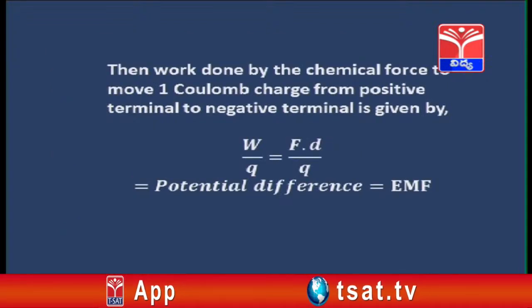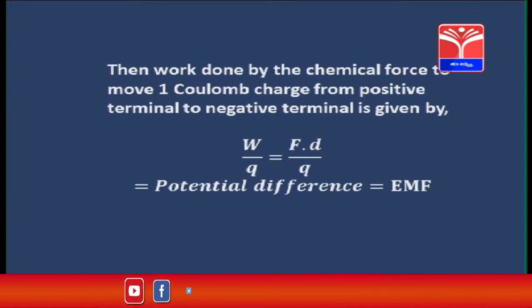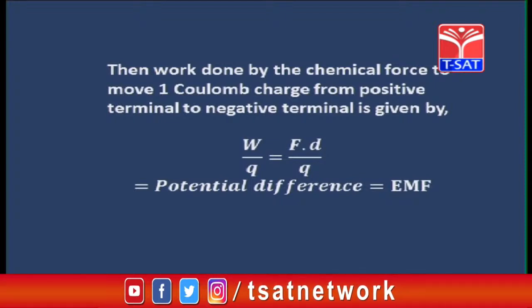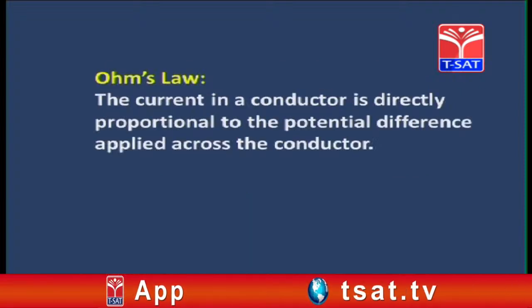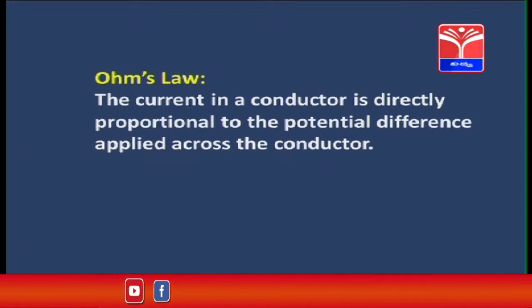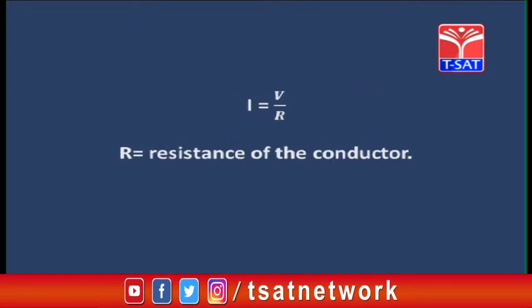Work done by the chemical force to move 1 coulomb charge from positive terminal to negative terminal in a battery is the potential difference across the terminals, that is called EMF, electromotive force. Ohm's law: the current in a conductor is directly proportional to the potential difference applied across the conductor at constant temperature. I is equal to V by R.